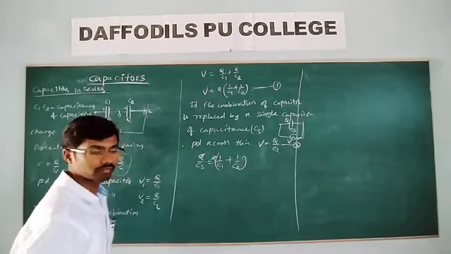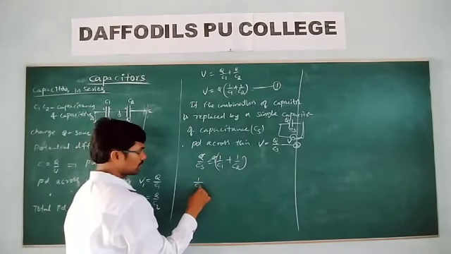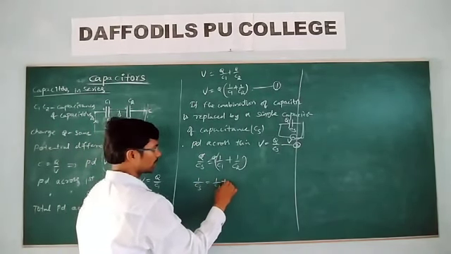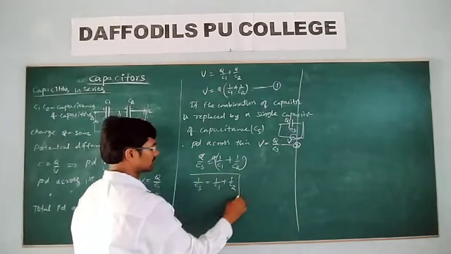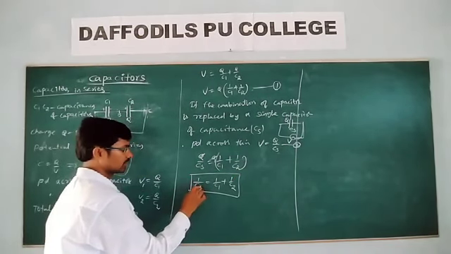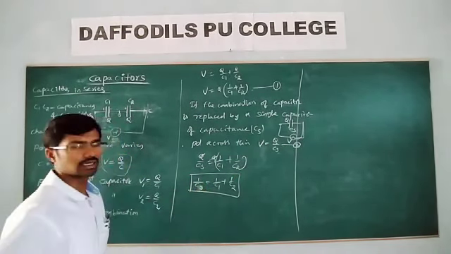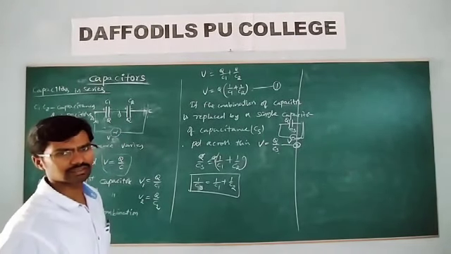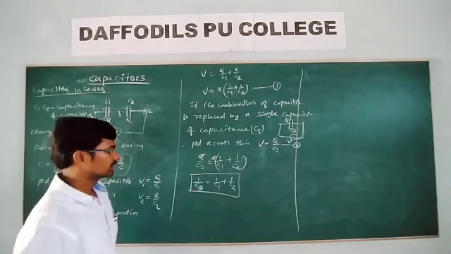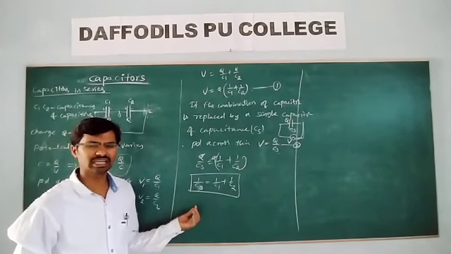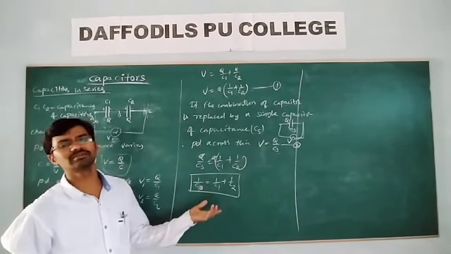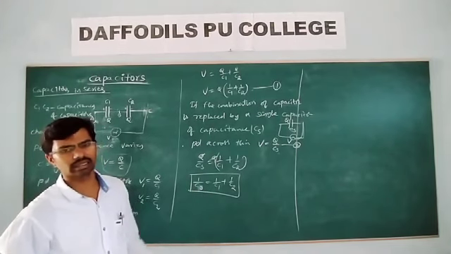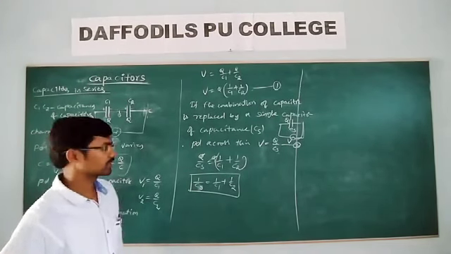Q gets cancelled. Then what is 1 by Cs equal to? 1 by C1 plus 1 by C2 is the equivalent combination of the capacitors in series combination. Now remember, the equivalent capacitance in series combination is less than that of the individual single capacitor. Is it okay?